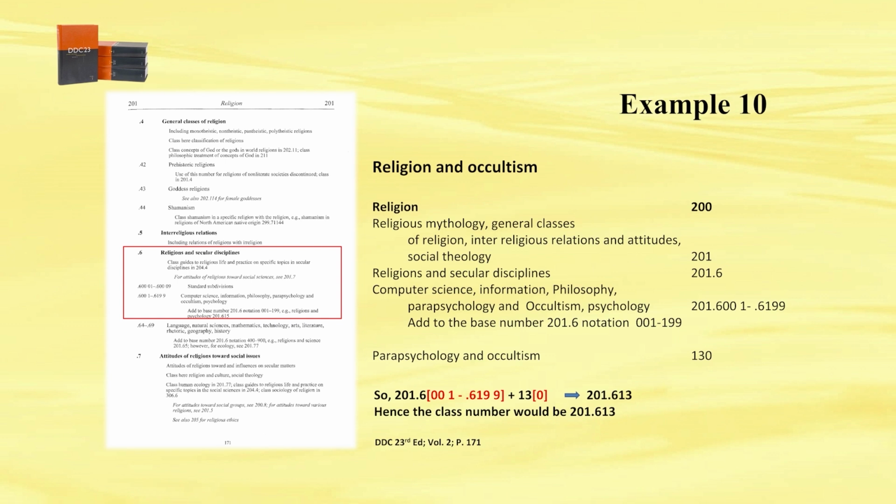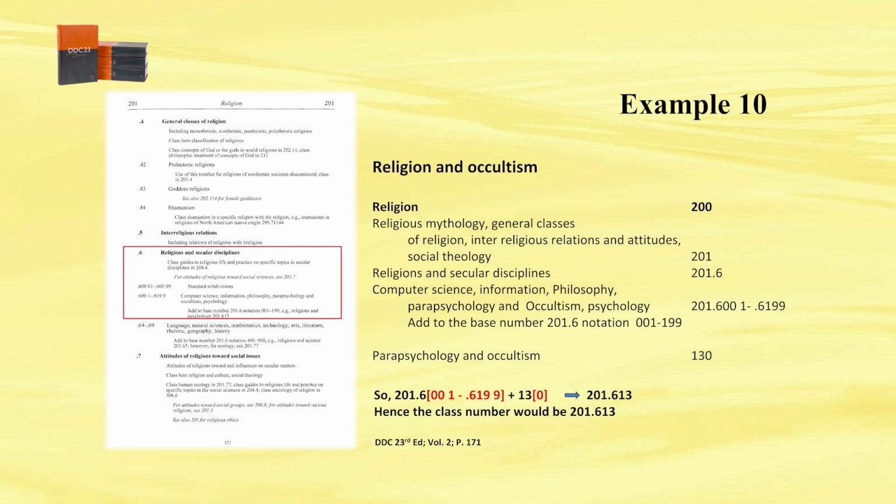So as per the instruction, we have to take the base number 201.6 and delete the next 001 to 6199, and then we have to add 130 for occultism. Naturally, when the number is more than 3 digits, the last zero is not required, so we also have to remove the last zero. Okay, so the number will be 201.613. It will be available on page number 171 of volume 2.